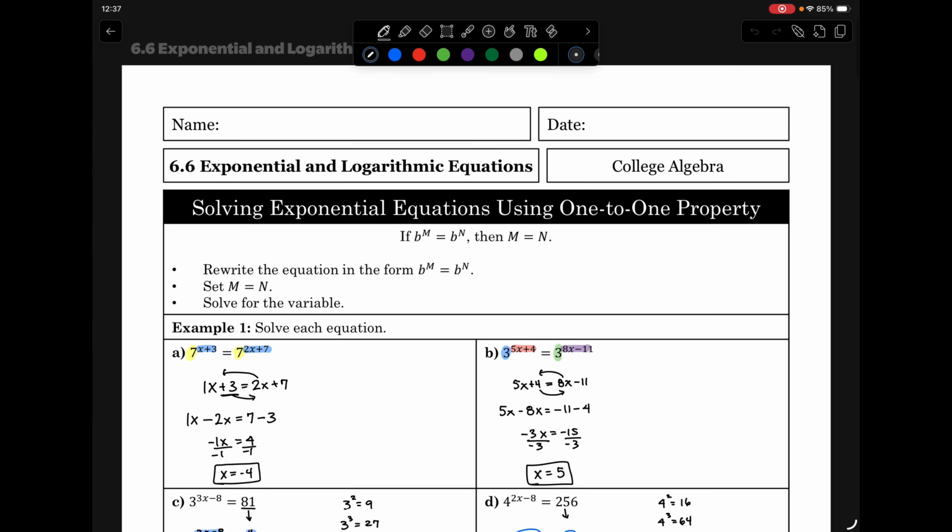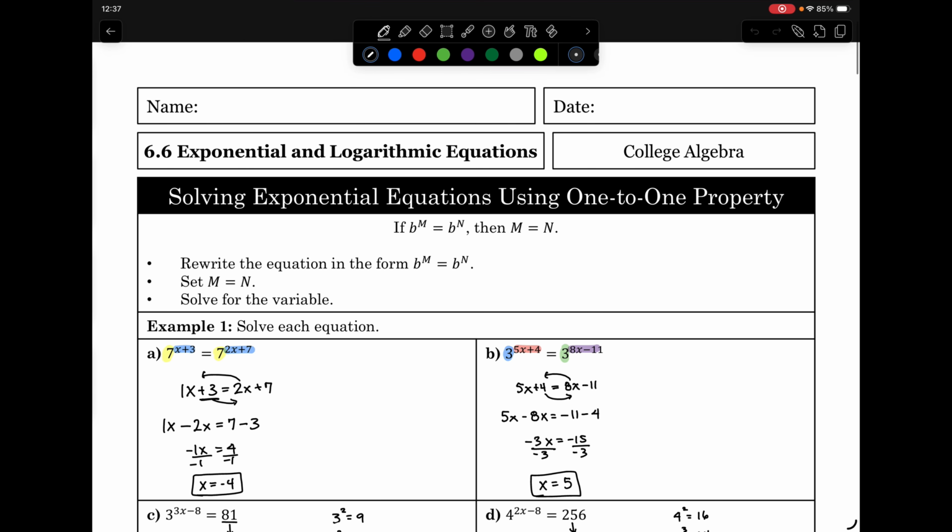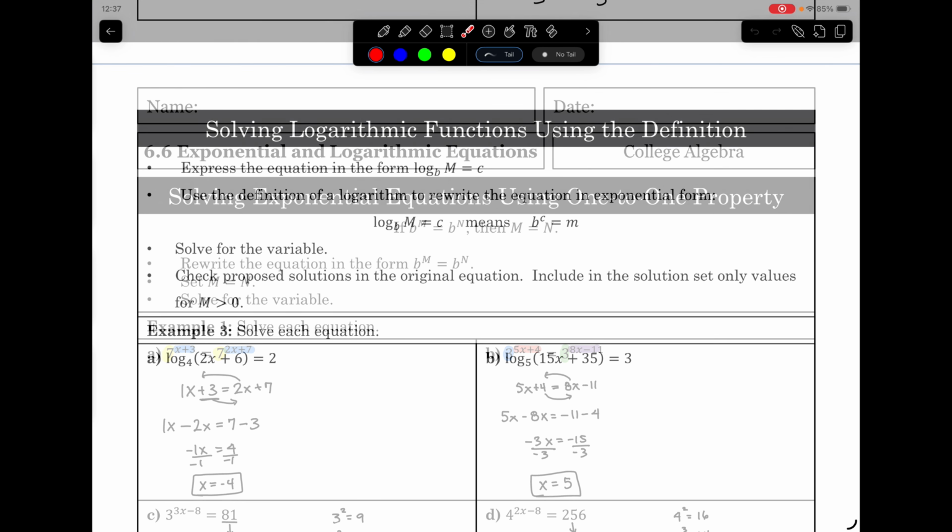Hello, and welcome to the second part of 6.6, exponential and logarithmic equations. In this second video, we're going to talk about logarithmic equations and how to solve them using a one-to-one property, very similar to exponentials, and using the inverses of log, which are exponentials. We're going to start with the latter one, exponentials. How do we use exponentials to solve logarithmic equations?